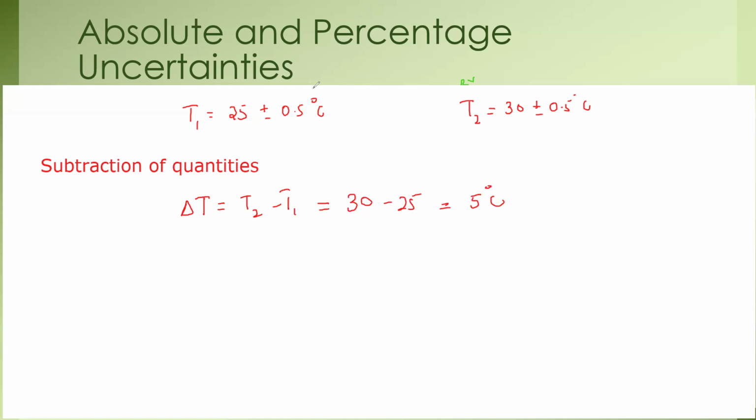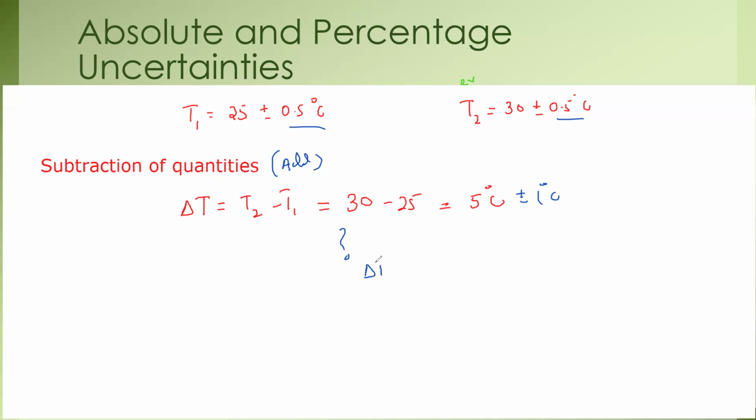But what about the uncertainty? Even though we are subtracting the values, the uncertainty always adds. Whether it's an addition or a subtraction of the quantities, the uncertainty will add. So what will be the total uncertainty? 0.5 here and 0.5 here. So the total uncertainty will be 1. But how is uncertainty added even though we are subtracting the quantities?